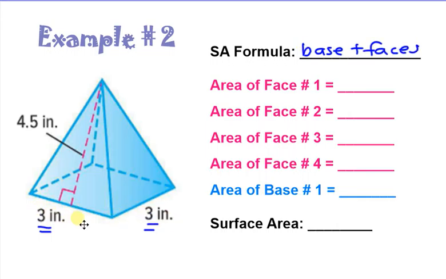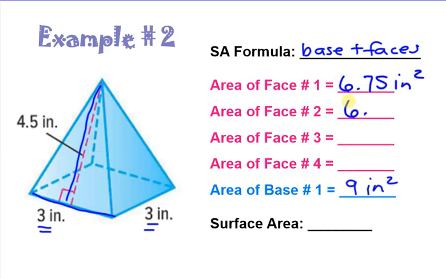So I always like to start with my base. 3 times 3 is going to be 9 inches squared. And now for my faces, I know that they're all going to be the same because my bottom is a square. So it has a base of 3 and a height of 4.5. So I'm going to do 3 times 4.5, and I like to do times 0.5, but you can do divided by 2. And that's going to give me 6.75 inches squared. And I know that that's going to be the same for all of them because I have a square base.